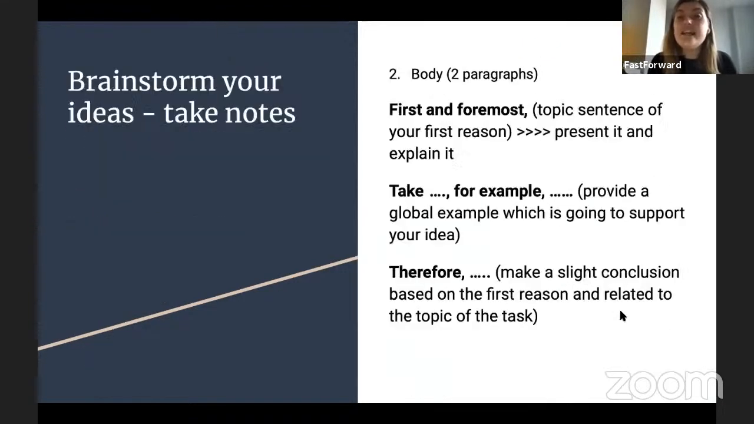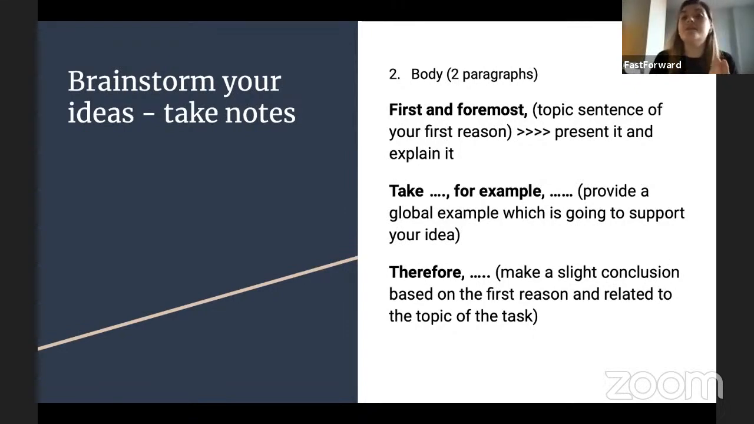The next part of our structure is the body part. Your body, the main part of your essay, will definitely consist of two paragraphs, and that's the reason why we were brainstorming two ideas, and not just one. This is the main point. Now, what kind of sentences and content do you need to put into your body paragraphs? Right here, I presented the structure, and I will show you in another sample how to do that, so you understand what I mean.